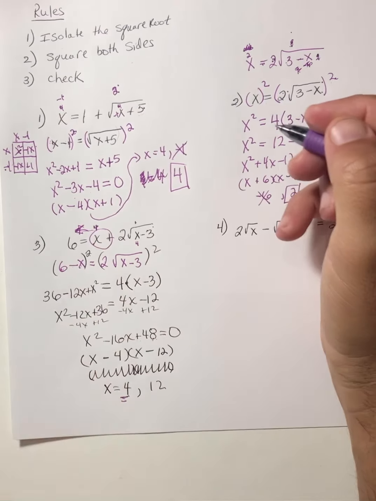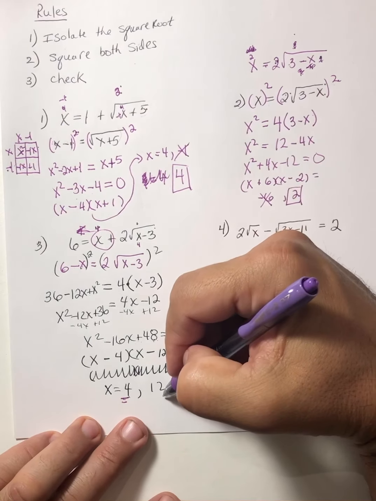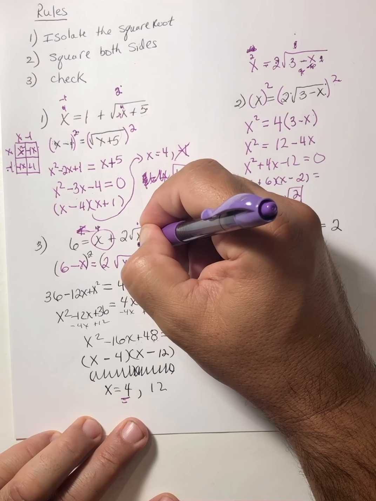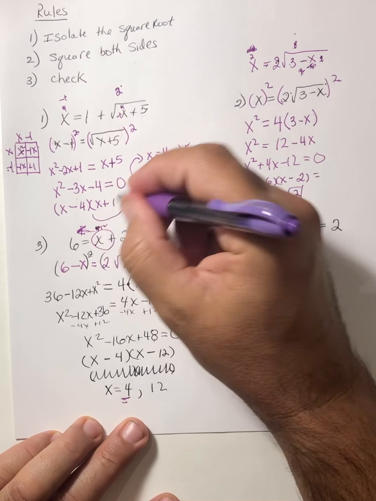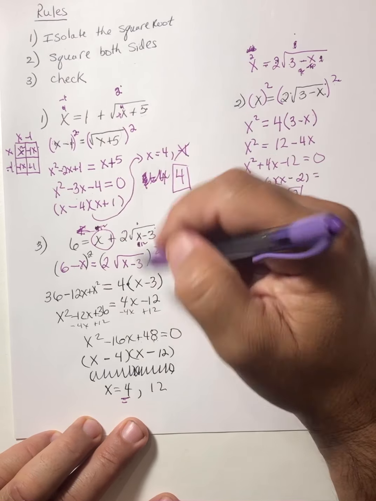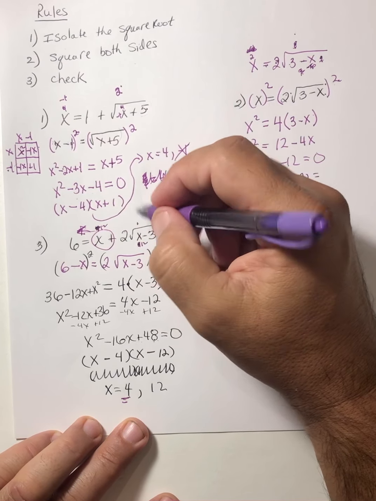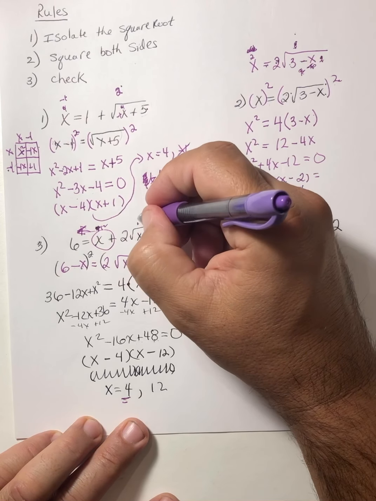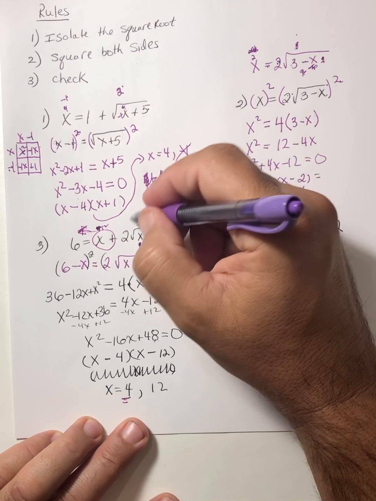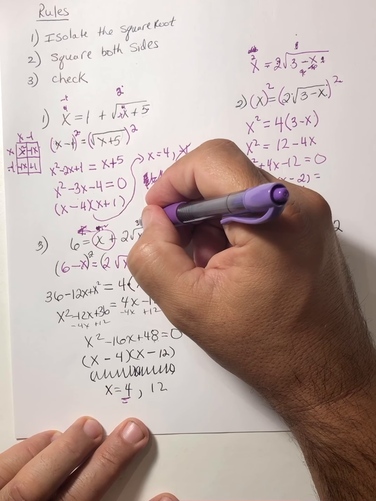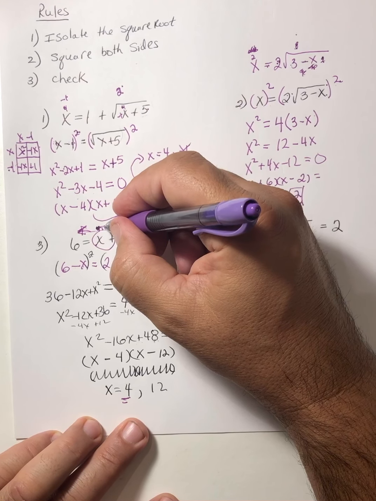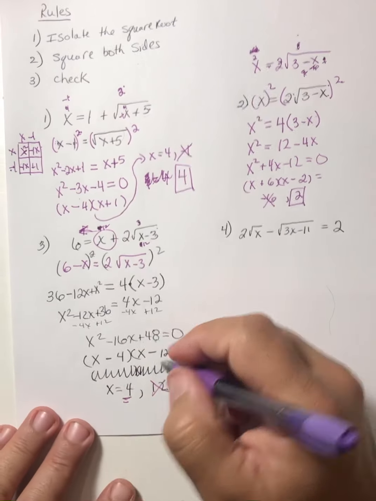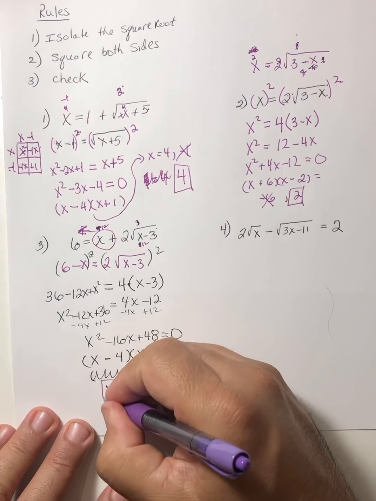That works so far. Now let's check out 12. Let me scribble this out. 12. Okay, 12 works. So let's check out 12. See if 12 works. So 12 minus 3 is 9. Square root of 9 is 3. 2 times 3 is 6. Plus 12 is not 6. So 12 doesn't work. So 4 is our only keeper.